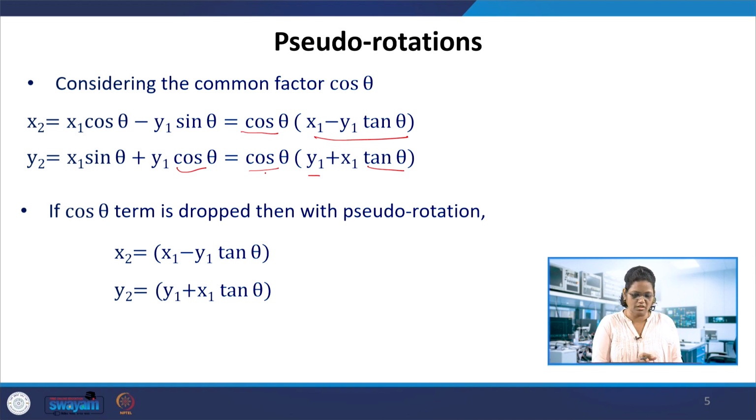First we had x1 y1 in terms of x2 y2 with respect to theta, and then we try to minimize this using the pseudo rotation, a process with only addition and shifting, which is possible very easily in FPGAs. So using the pseudo rotations, we are minimizing these operations. Once the cos theta is dropped, x2 y2 now becomes x1 minus y1 tan theta and y1 plus x1 tan theta.